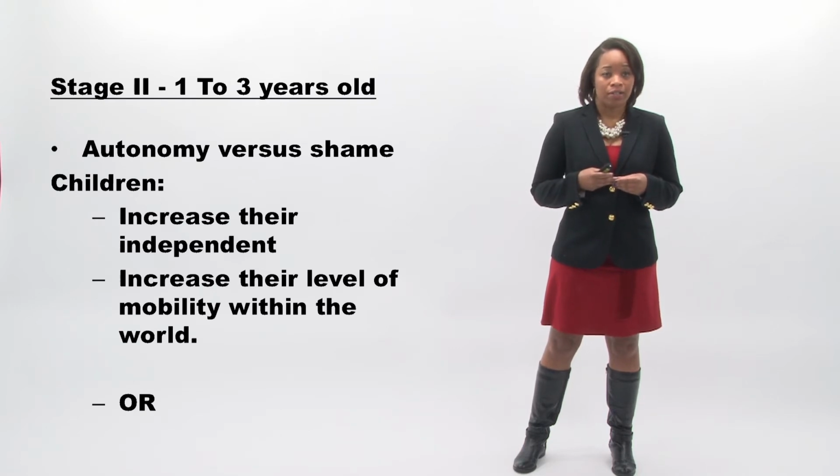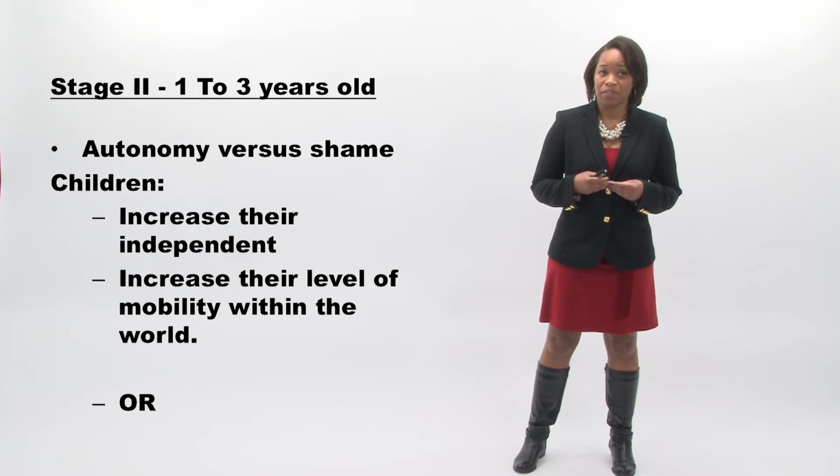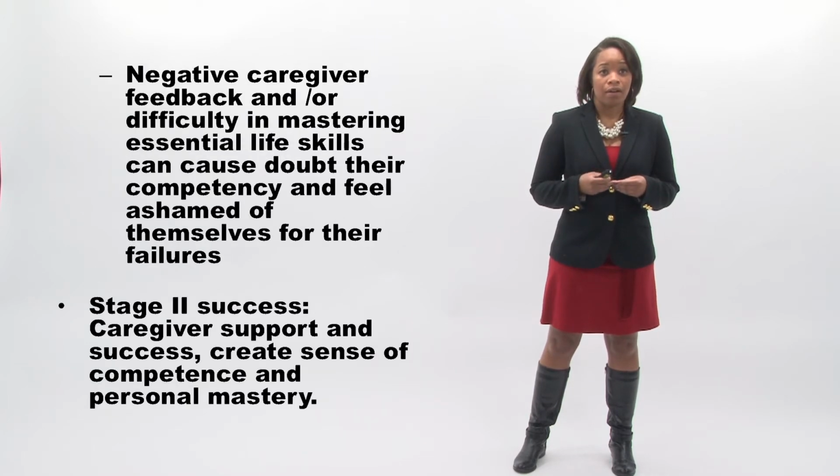Stage 2, autonomy versus shame, children increase their independence. And with the increase of this independence, they increase their mobility within the world. Negative caregiver feedback and/or difficulty in mastering essential life skills can cause doubt about their competency and make them feel ashamed of themselves for their failures. Success in stage 2 occurs when the caregiver support and success create a sense of competence and personal mastery.